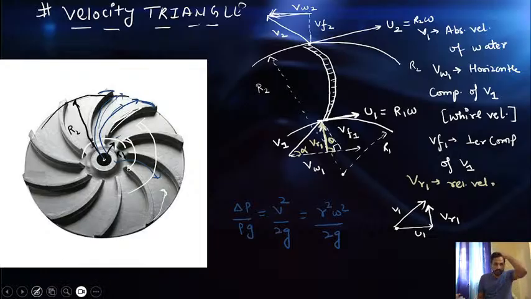Okay. Now let me tell you about the inlet velocity triangle. Simply, this is my absolute velocity of the water. The water jet that is striking the impeller blade, the water is striking here, that is the velocity v1. So v1 is my absolute velocity of the water, nothing else.